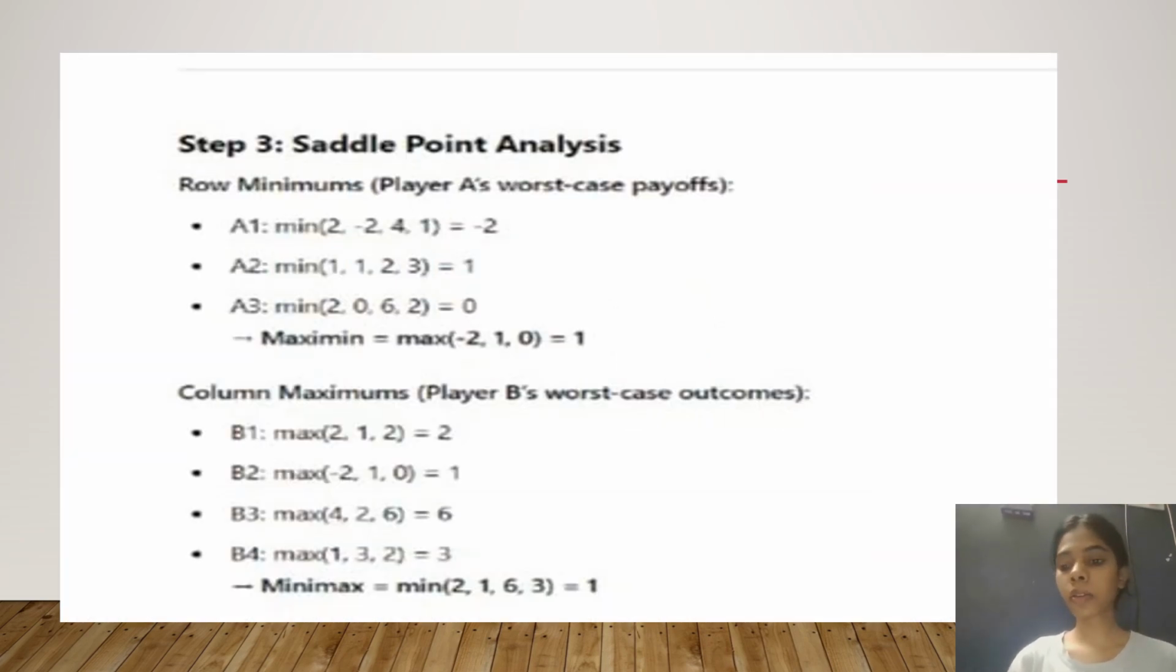Now let us go to step 3, the saddle point analysis. Row minimums, player A's worst-case payoffs. For A1 the minimum of 2, -2, 4, 1 is -2; for A2 the minimum of 1, 1, 2, 3 is 1; and for A3 the minimum of 2, 0, 6, 2 is 0. The maximin, that is the maximum of -2, 1, 0, is 1.